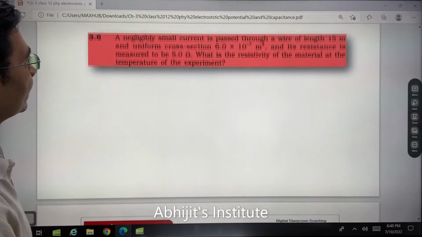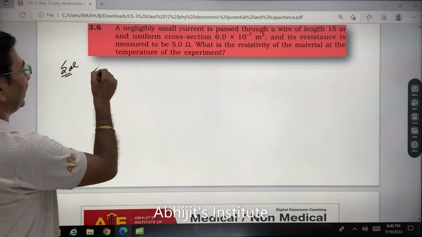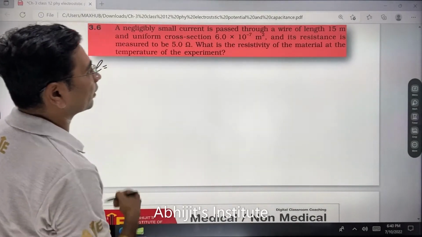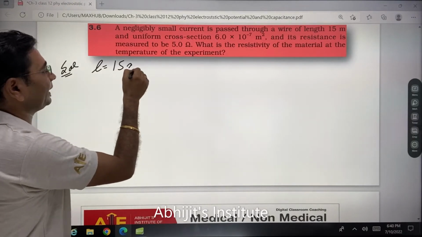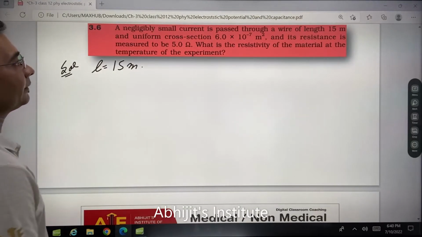A negligibly small current is passed through a wire of length. Let's write the data. Wire of length, how much length do I have? Wire of length 15 meter. Now check this out. Please read the question. So I have 15 meters.